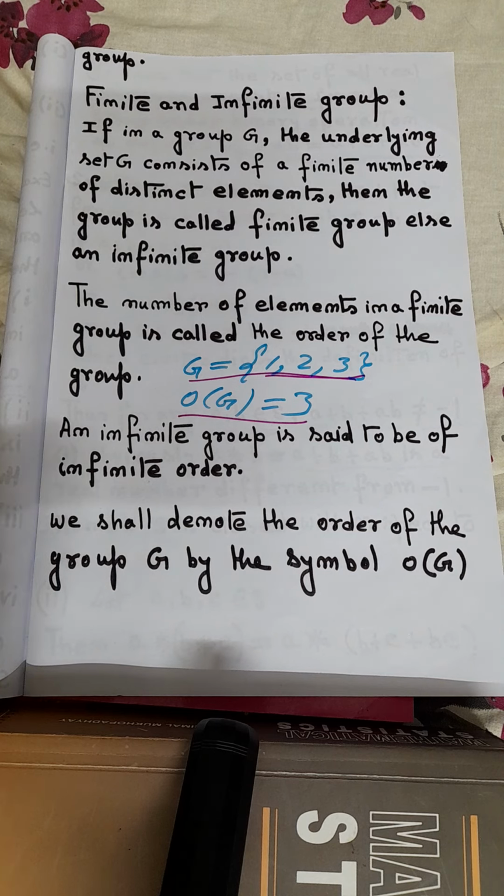What is an infinite group? A group is said to be infinite if the number of elements is infinite. For a finite group, the number of elements is the order of the group, and for an infinite group, the order does not exist, or we can say the order is infinite.